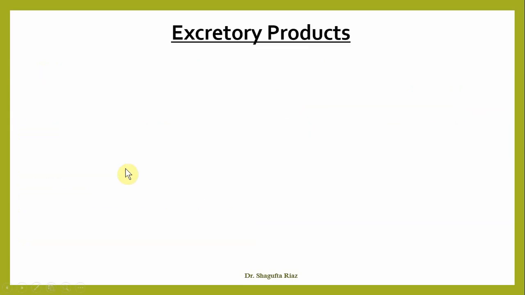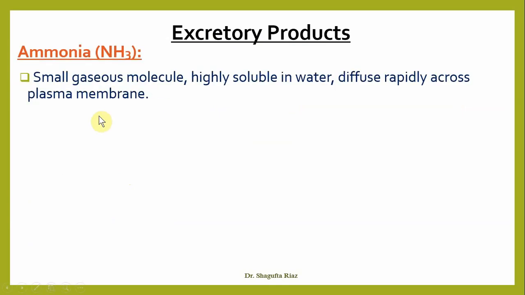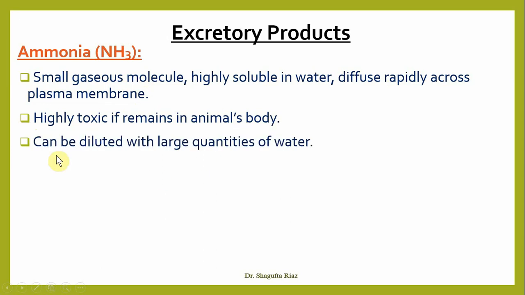We will discuss a few excretory products in detail, like ammonia. Ammonia is a small gaseous molecule which is highly soluble in water, right, and diffuses rapidly across the plasma membrane of the cell. This is a very important feature, as it can diffuse rapidly across the plasma membrane. We will discuss it in further points. It is highly toxic if it remains in the animal's body. That's why it needs to be excreted out of the body. But it can be diluted with large quantities of water.